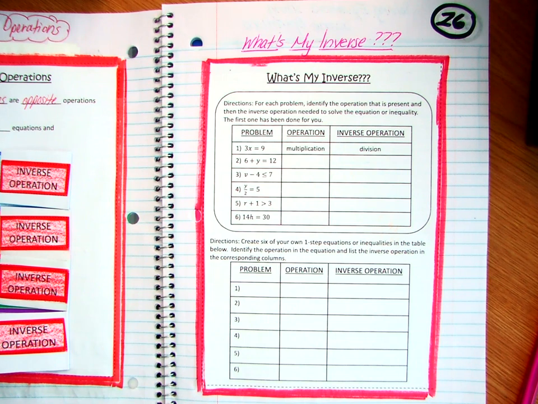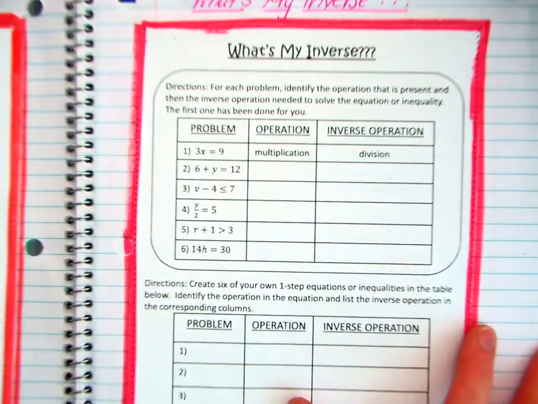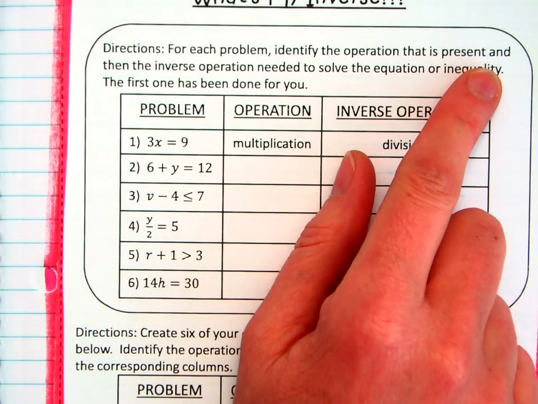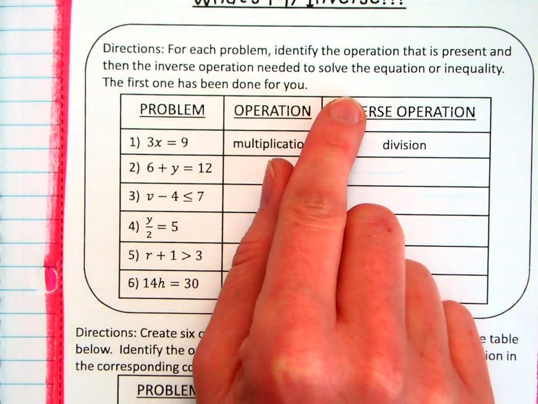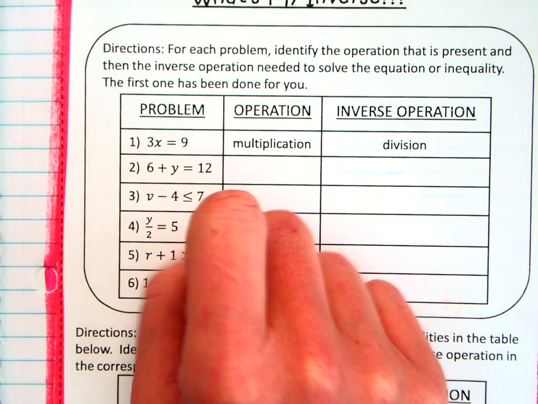What's my inverse? If you just completed page 25, you know that there are opposite operations that undo one another. Well, in order to determine which operation to use when solving equations, you have to know the inverse. Let's take a look at this closer. For each problem, identify the operation that is present and then the inverse operation needed to solve the equation or inequality. The first one has been done for us.